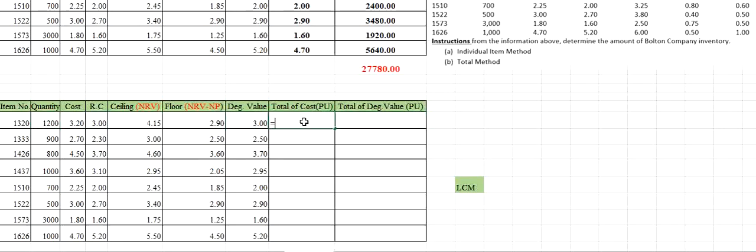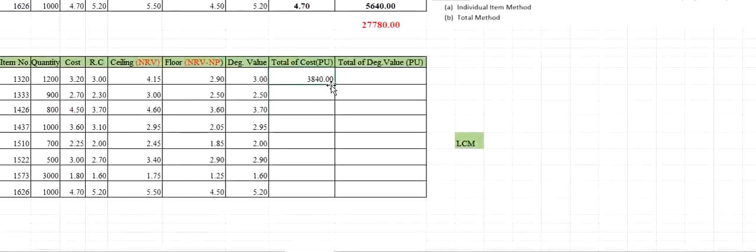So let's do it. For item number 1, our quantity is 1200, which I will multiply with the cost. The cost is 3.20. Quantity multiplied by cost, that's how I will make this column. So we get 3,884. Now you know how it is calculated, so I will drag it to save time.